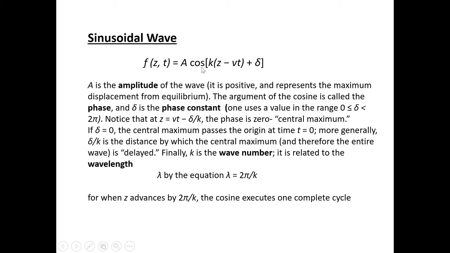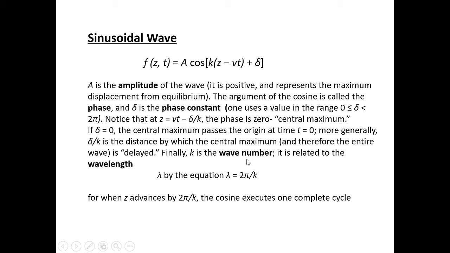If you change the phase, it becomes a sine. And delta is the phase constant. One usually takes a value in the range 0 ≤ delta < 2 pi. Notice that at z = vt - delta/k, the phase is 0. That means a central maximum. If delta equals 0, the central maximum passes the origin at time t = 0. More generally, delta/k is the distance by which the central maximum, and therefore the entire wave, is delayed.